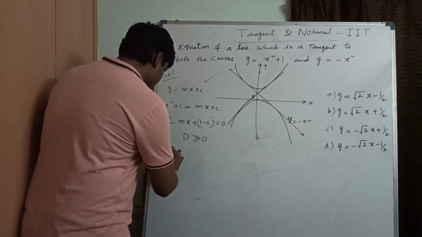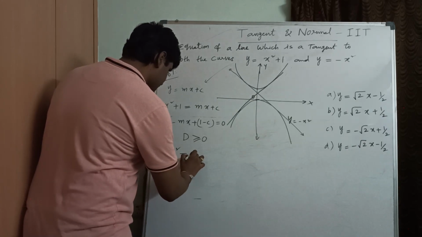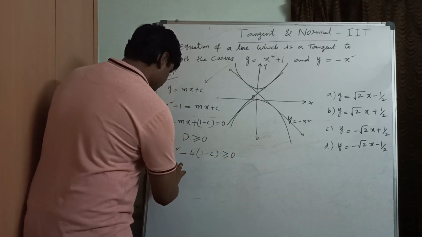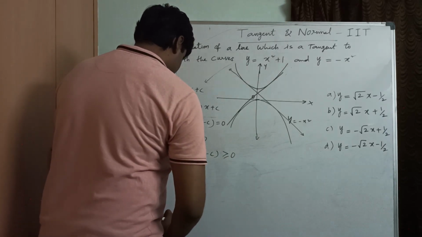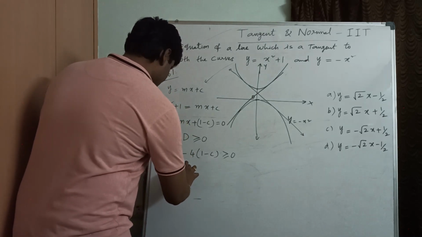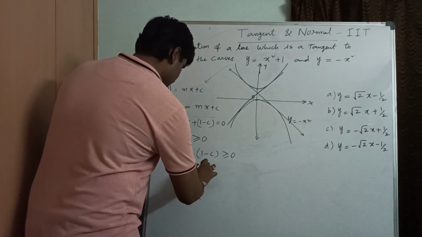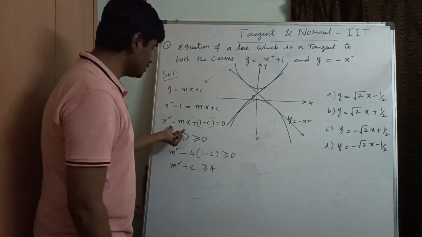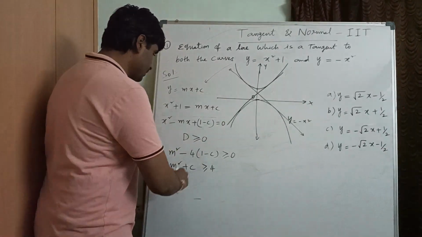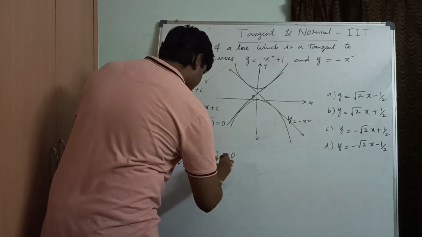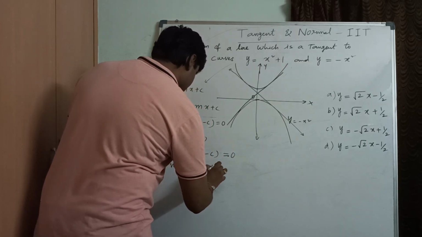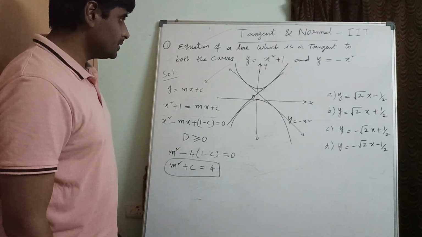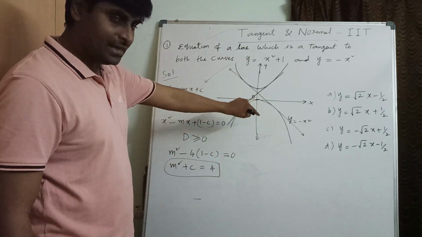So what is b square here? b square minus 4ac means m square minus 4 into 1 minus c, greater than or equal to 0. From this, what can I get? m square plus 4c greater than or equal to 4. That means D equals 0 whenever roots are real and equal also. So let me equate the discriminant equal to 0 here, so m square plus 4c equals 4. Whenever roots are real and equal, we get a common tangent there, right?